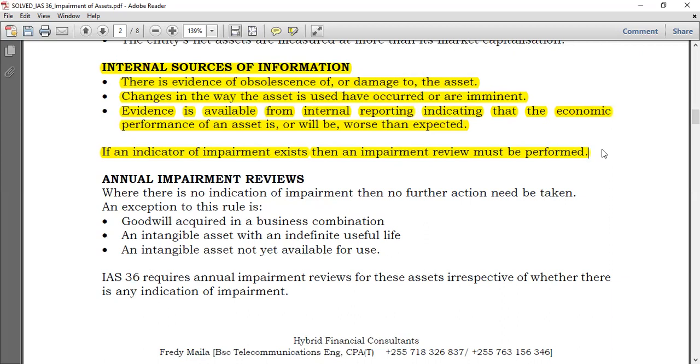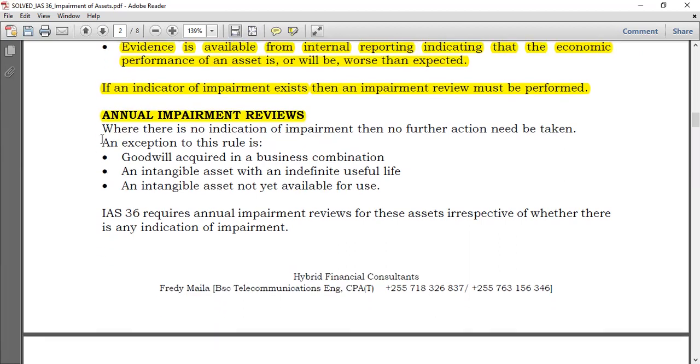But there are exceptions. There are exceptions at which point you will have to perform annual impairment reviews, with no need to check for indicators of impairment. For these special cases, you just have to perform the impairment review directly. So we say that where there is no indicator of impairment, there is no further action to be taken. This is the norm. So, the norm: no indicator of impairment, no need to perform an impairment review, no need to check the value in use, no need to check the fair value less costs to sell, no need at all.